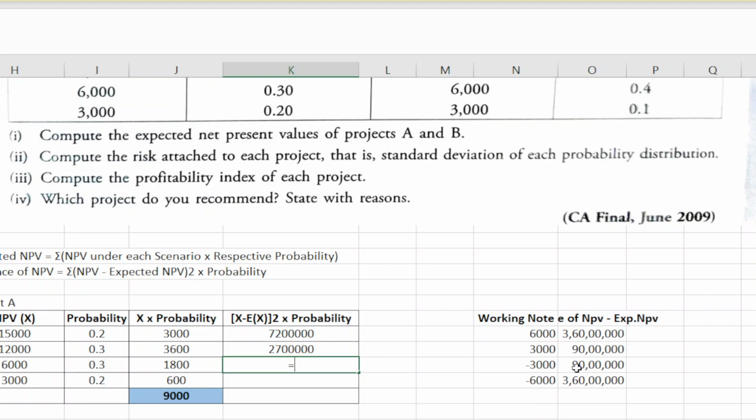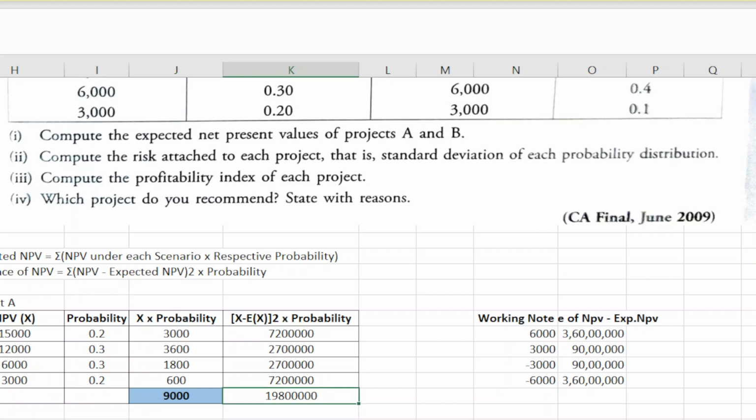90 lakh in between the problem, something like this is really nice to talk like a regular class. Once again, 3 crore 60 lakh multiplied with 0.2 probability, 72 lakh. So 72 lakh, 27 lakh, 27 lakh and 72 lakh is equal to some, I just want the total of that. Of course, what is this? This will be my variance. 1 crore 98 lakh is my variance.